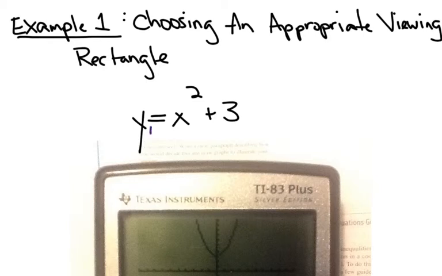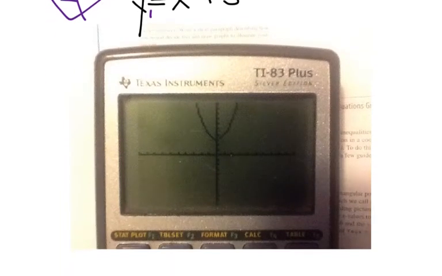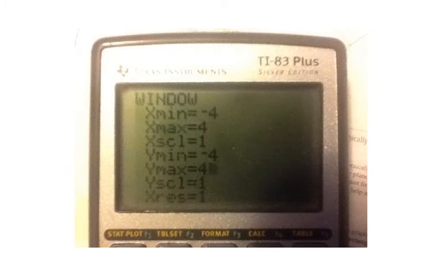Remember that you're going to put this under y1 equals, under the y equals button. And when you graph it, you should see this screen. It's a parabola. Its vertex is on the y-axis at 3. It opens up. So now let's go and change our viewing window. Go to the window button and change the viewing window so it says x-min is -4, max is 4, and y-minimum is -4, and the maximum is 4.